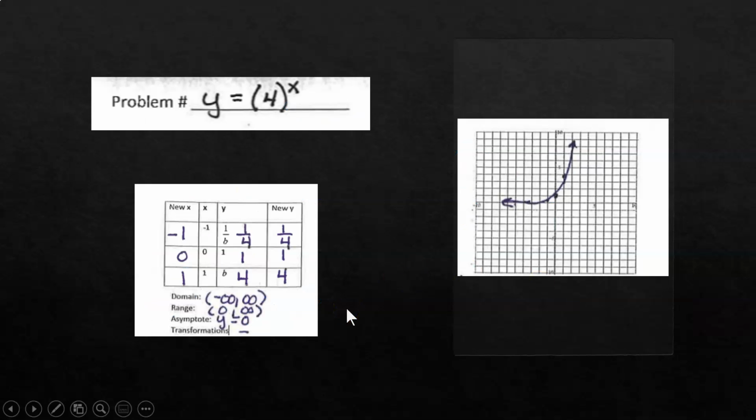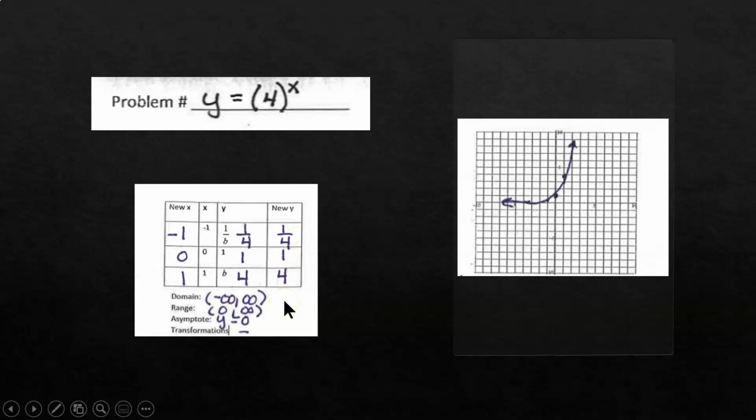All right, graphing exponential functions. You always are going to make this table. So I'm going to use 1 over b, 1 and b. So remember, the h affects the x, the k and the a affect the y. Your asymptote is your k. So your new x's are -1, 0, 1. Your new y's are 1/4, 1, and 4.